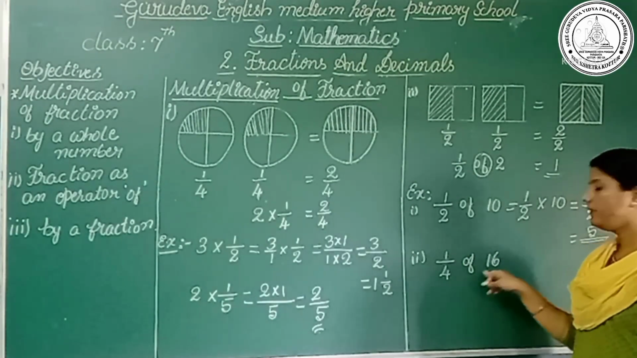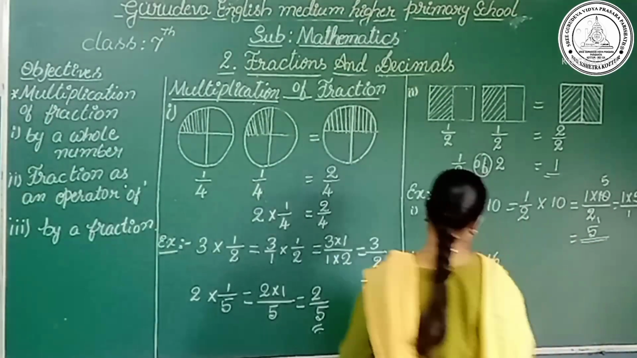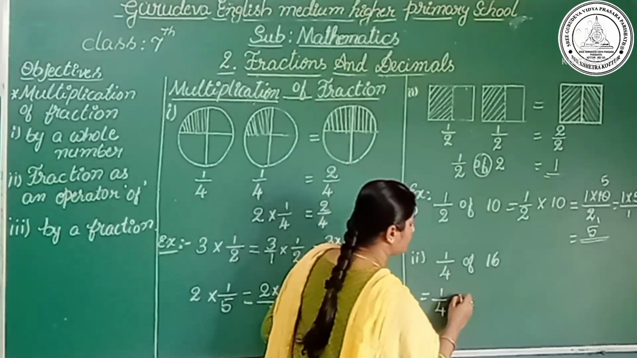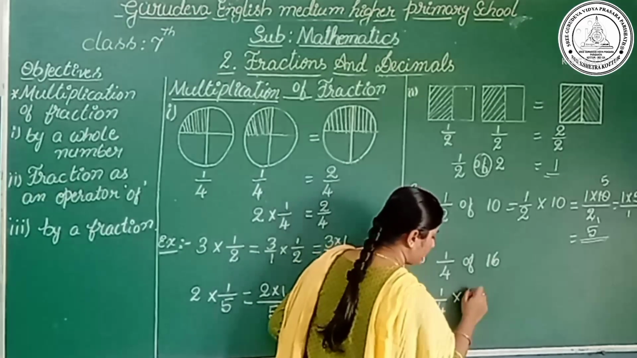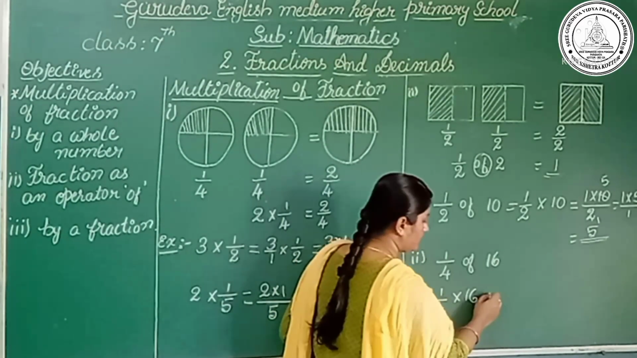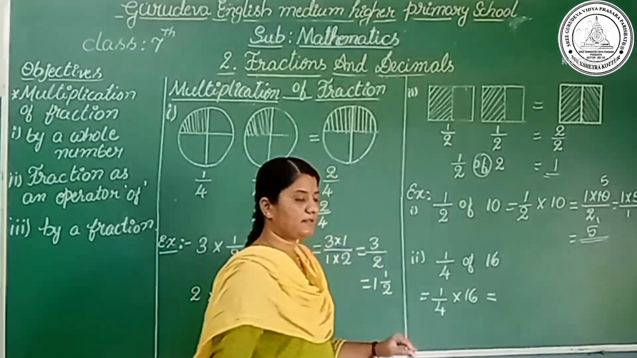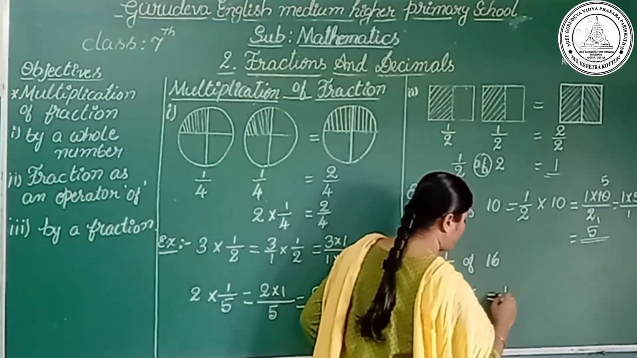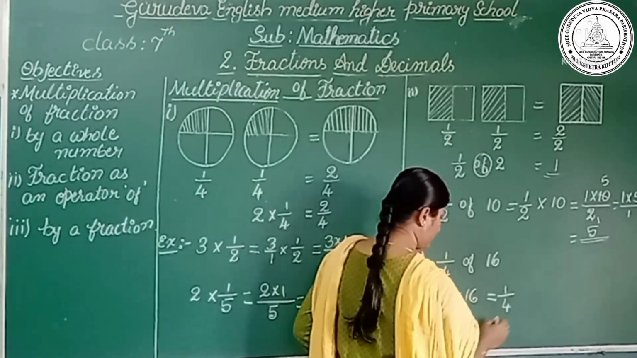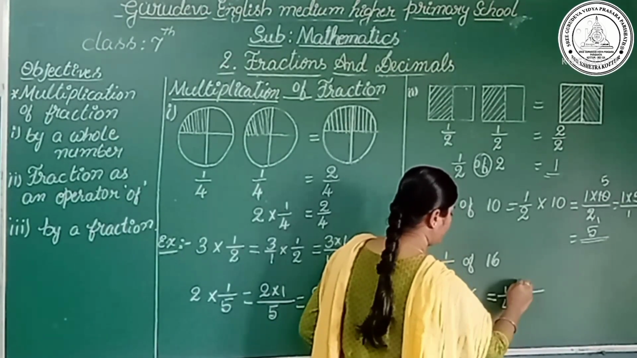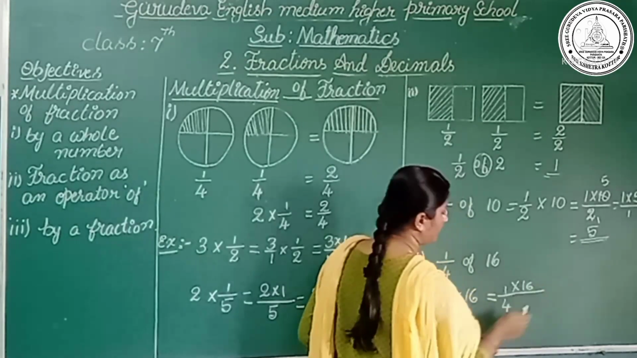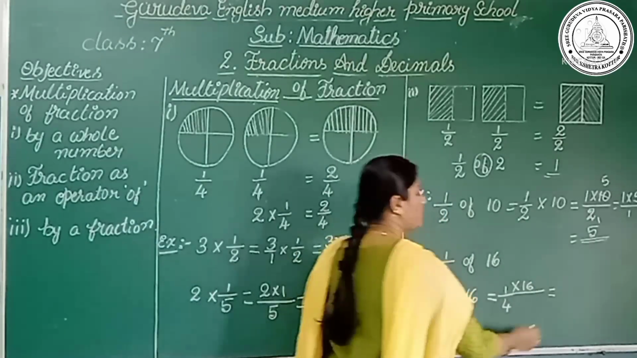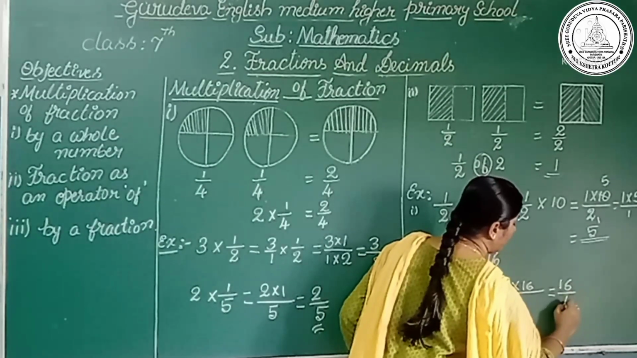1 by 4 of 16. So right here, 1 by 4. This "of" represents the multiplication symbol, and 16. Okay. Then which is equal to, so it is the multiplication of a fraction by a whole number. Okay. So right here, 1 by 4. Multiply the numerator by the whole number and write the denominator as it is. Then which is equal to 1 times 16 divided by 4.